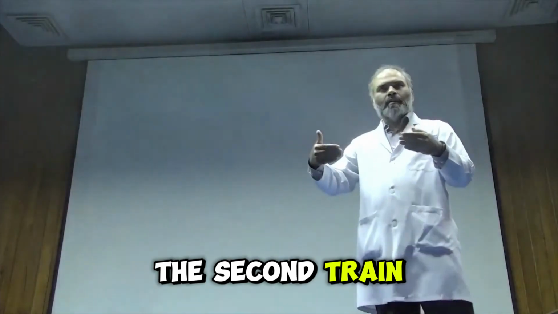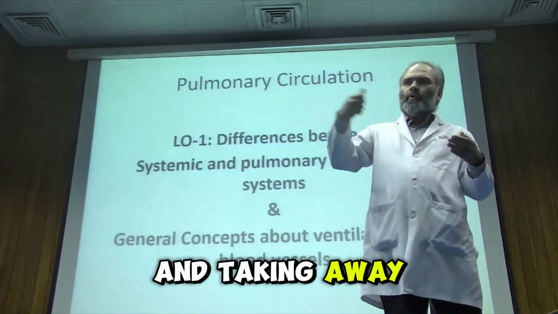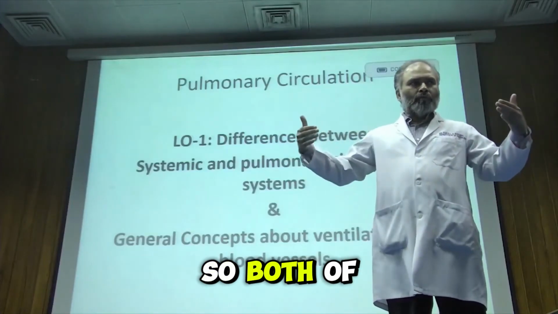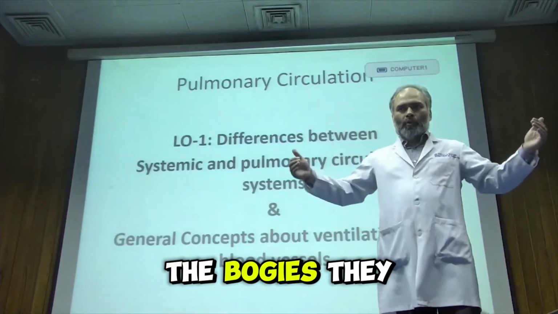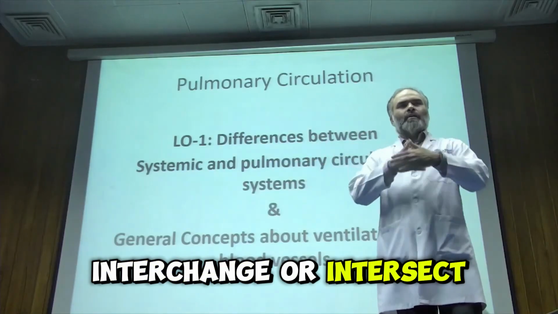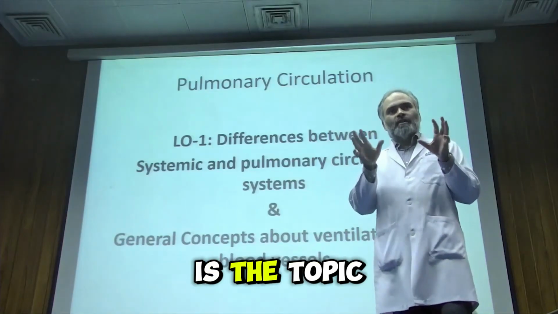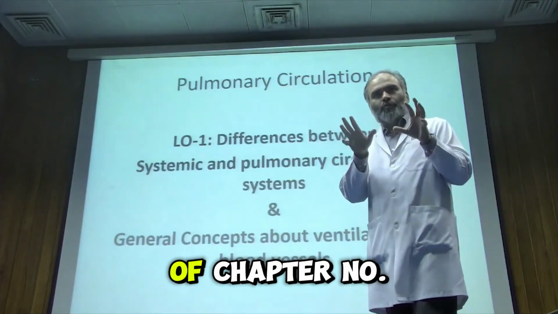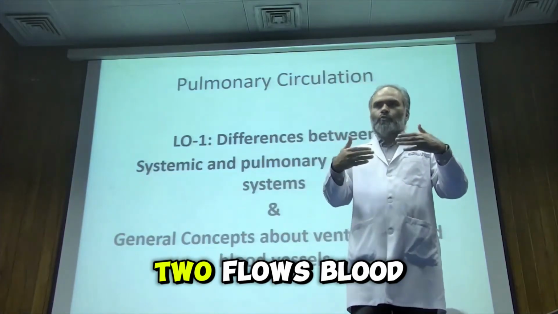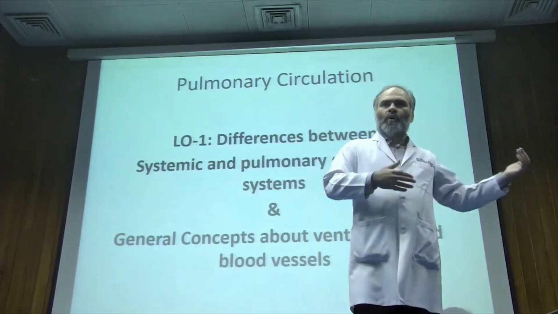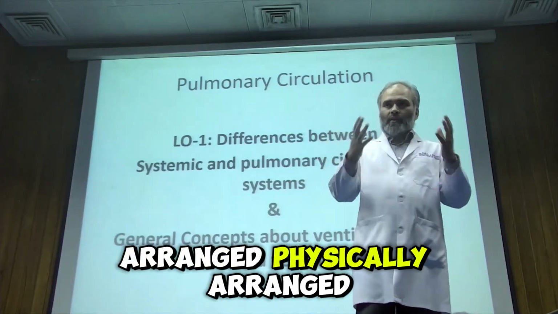The second train is the air that you bring in for fresh oxygenation and taking away the unloaded carbon dioxide. Both of these trains arrive in the lungs all the time. The bogies interchange or intersect in the lungs all the time. How is this arranged? That is the focus of chapter number 2 of respiratory physiology in Guyton. How do these two flows, blood flow and airflow, or ventilation, get physically arranged?